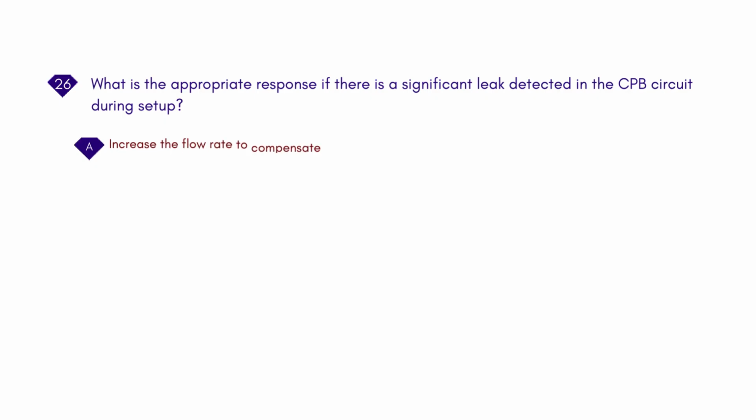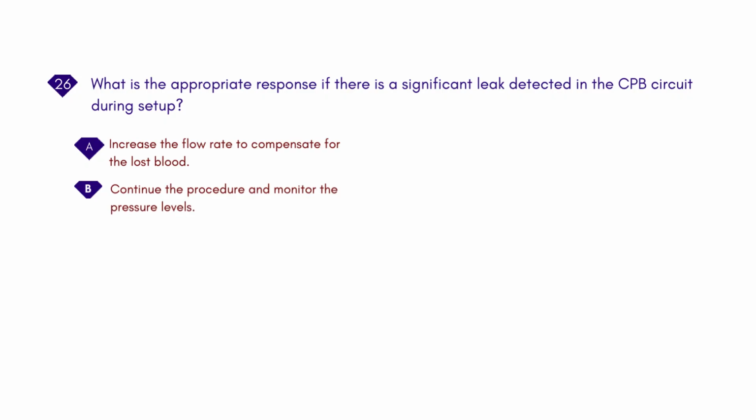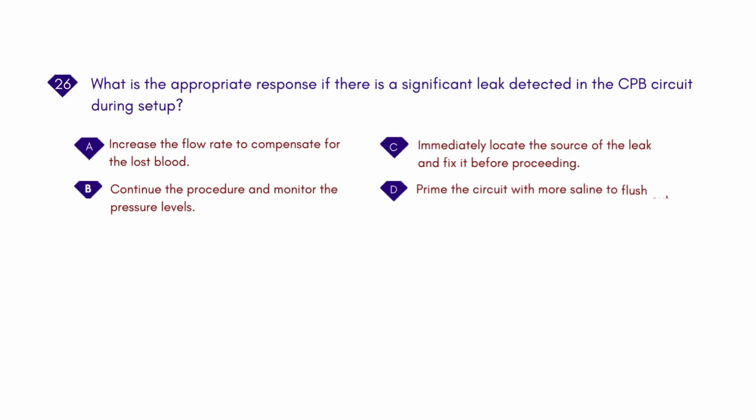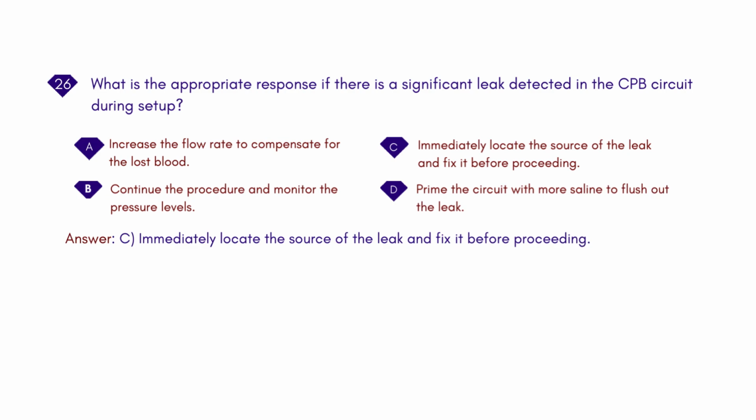What is the appropriate response if there is a significant leak detected in the CPB circuit during setup? A. Increase the flow rate to compensate for the lost blood. B. Continue the procedure and monitor the pressure levels. C. Immediately locate the source of the leak and fix it before proceeding. D. Prime the circuit with more saline to flush out the leak. Answer: C. Immediately locate the source of the leak and fix it before proceeding.